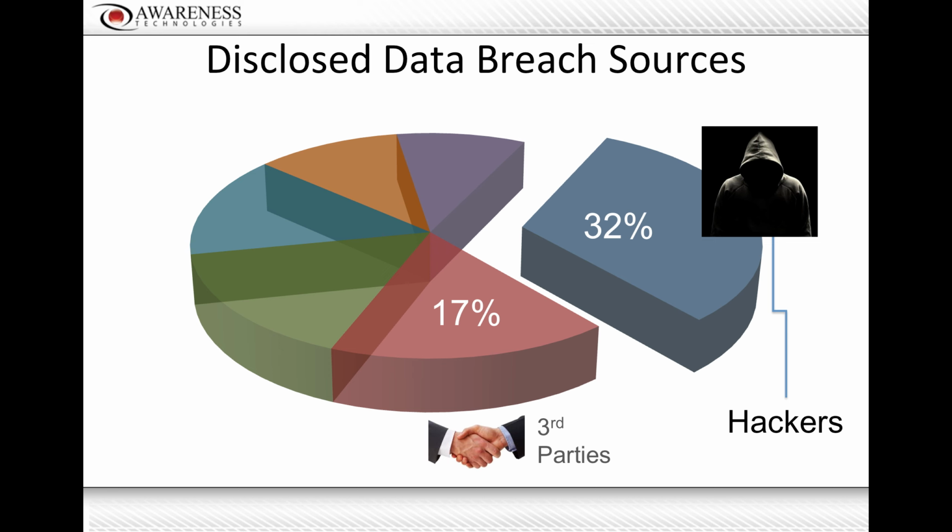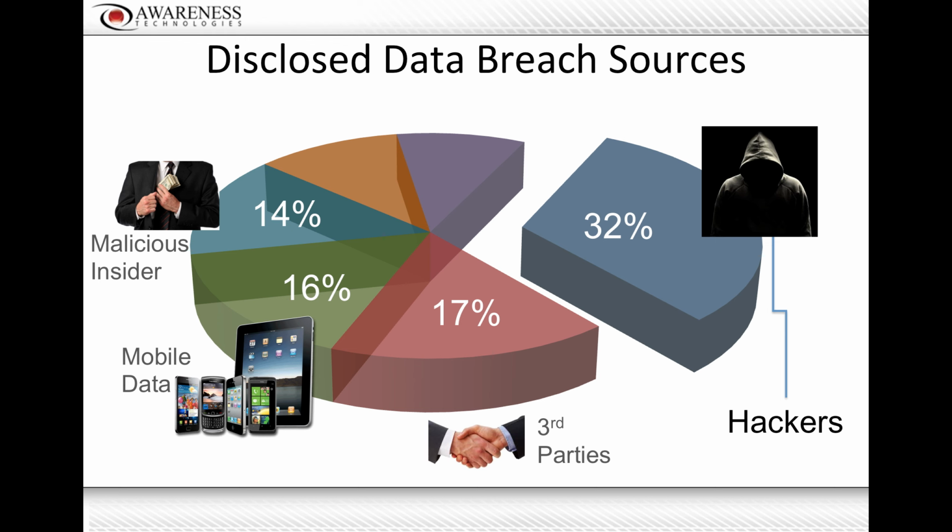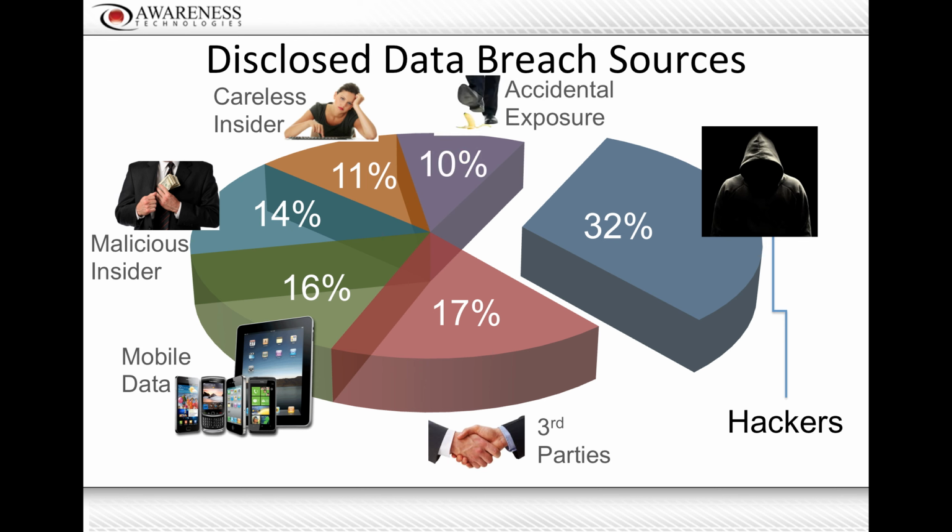So third parties that have access to your information that's stored on mobile data from your employees or from third parties. Just a straight up malicious insider who's going to be taking information. Then there's the careless insider. That's the person who hits the wrong button, sends the wrong email, whatever it might be. They weren't being malicious, but they caused the breach nonetheless. And finally, accidental exposure, which I think kind of goes in with the careless insider, but maybe can't be tracked back to an individual person.